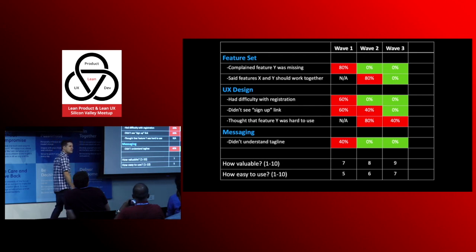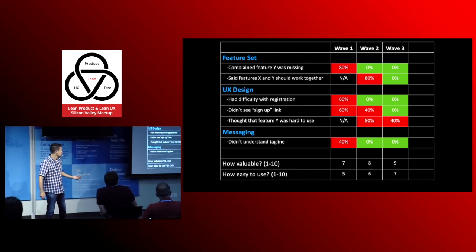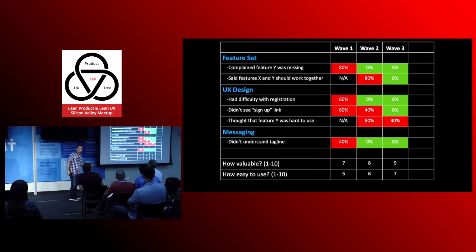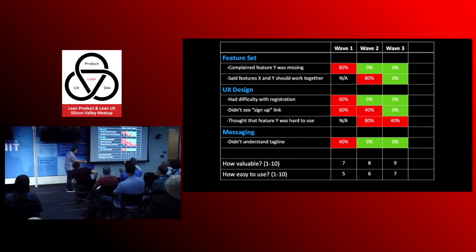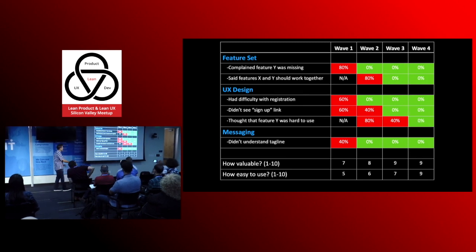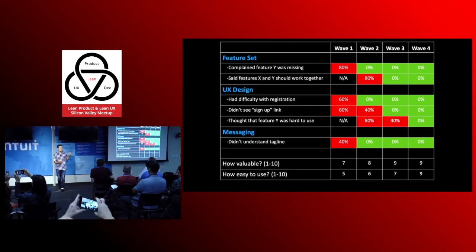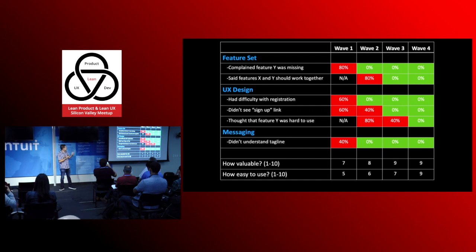However, feature Y is still not as easy to use as we'd like. 40% of people are still saying this is too complicated and hard to figure out. Our value score has gone up, but our ease of use score hasn't gone up to where we want it to yet. Now our only to-do is this one. We go out there and we get all green. Does that make sense? Again, you don't know what's going to come up, but that's what you do. You're capturing the key takeaways across feature set, UX design, and messaging, and you're coming up with a to-do list.